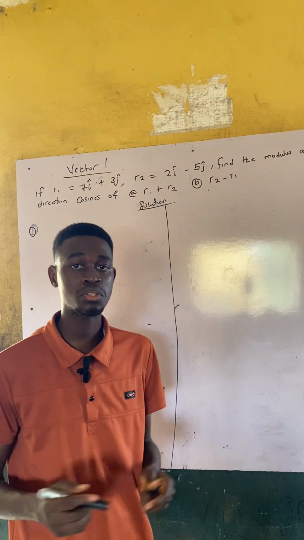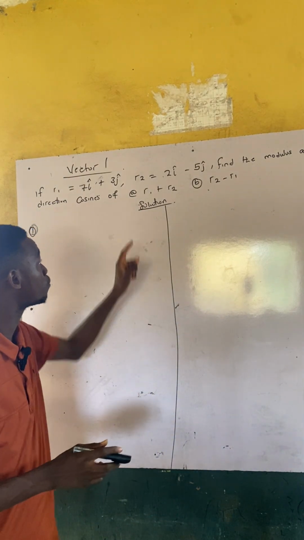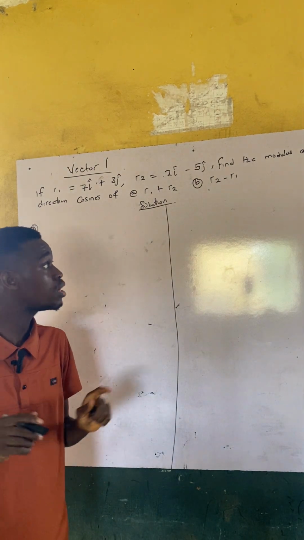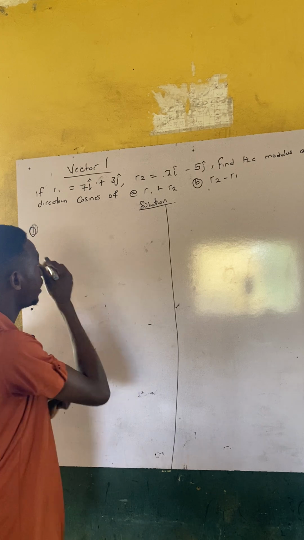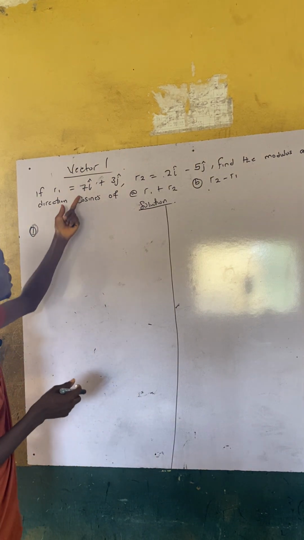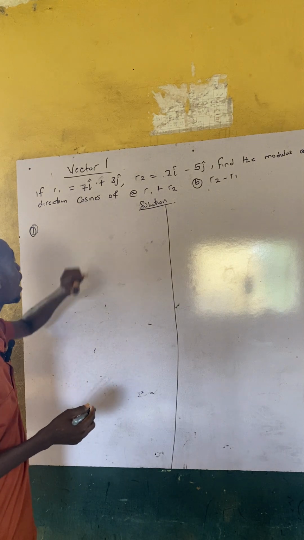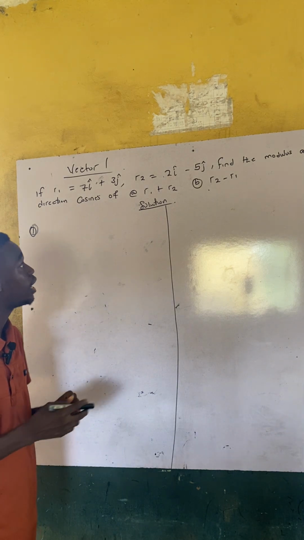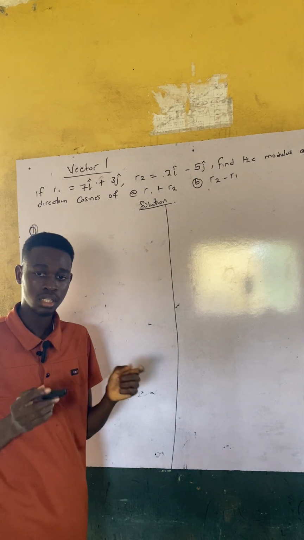Welcome back. In today's class, we are to find the modulus and direction cosine of (a) resultant 1 plus resultant 2 and (b) resultant 2 minus resultant 1. To solve this kind of question, we are already given R1, which is our resultant 1, as 7i hat plus 3j hat, and our resultant 2 as 2i hat minus 5j hat.